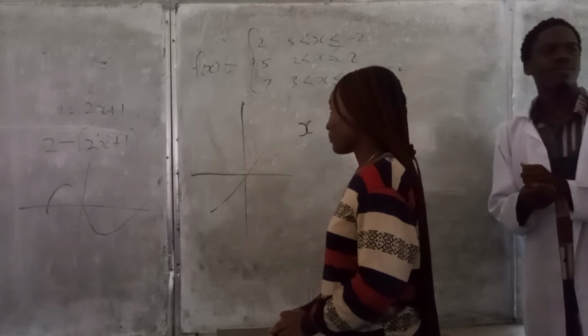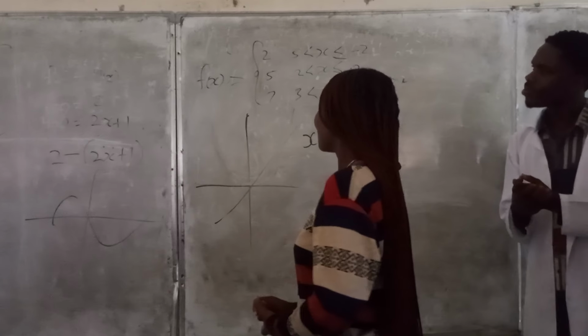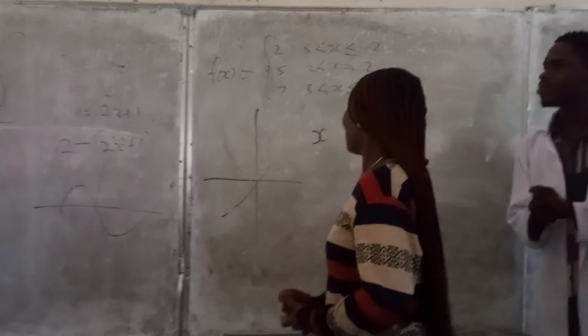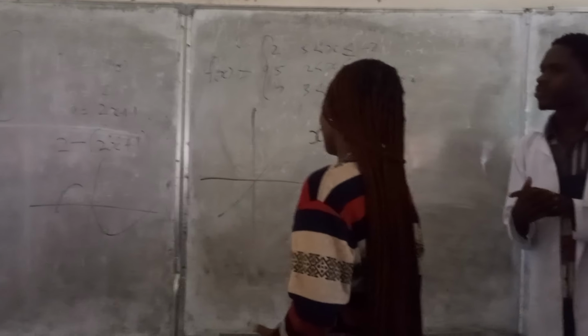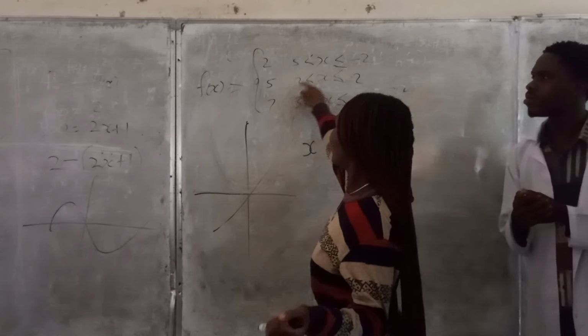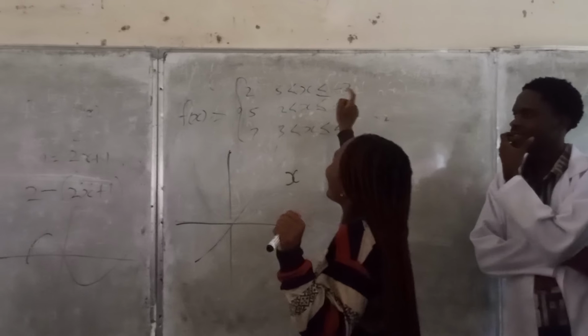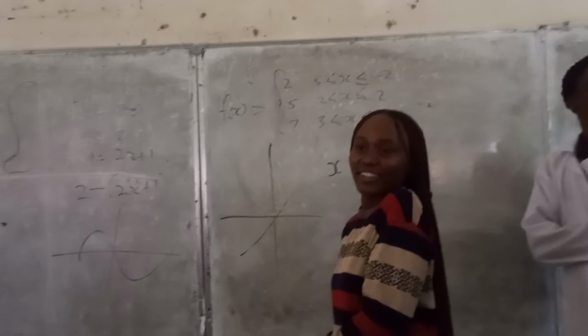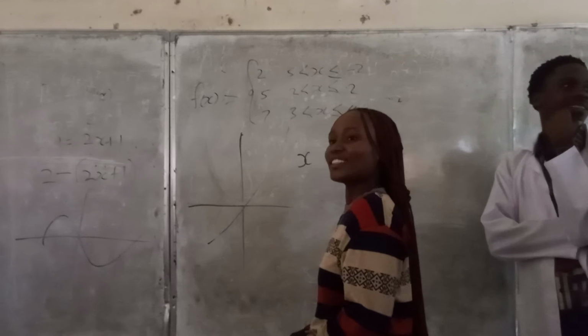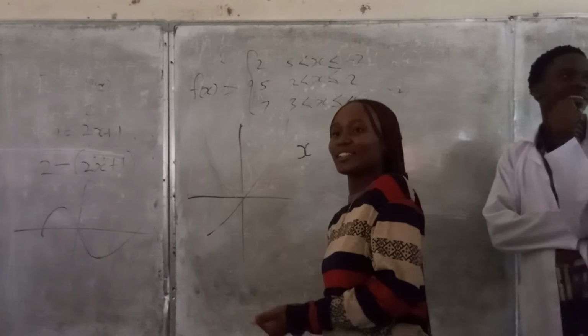Yes, you said the function is 5. What are the domain values? Can you read what is there? Just read what is there. 2 less than x, less than or equal to 2. Now, 2 less than x. 2 less than x strictly. I'm asking that you can say something.